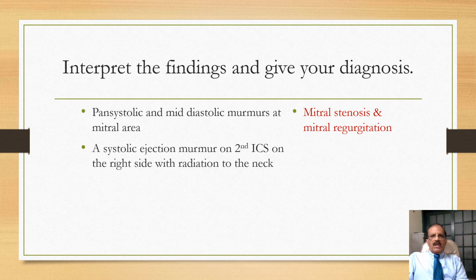A systolic ejection murmur on second intercostal space on the right side with radiation to the neck. Systolic ejection murmur best heard on the right side of the sternum, second intercostal space, and that radiates to the neck. Aortic stenosis. Yes.